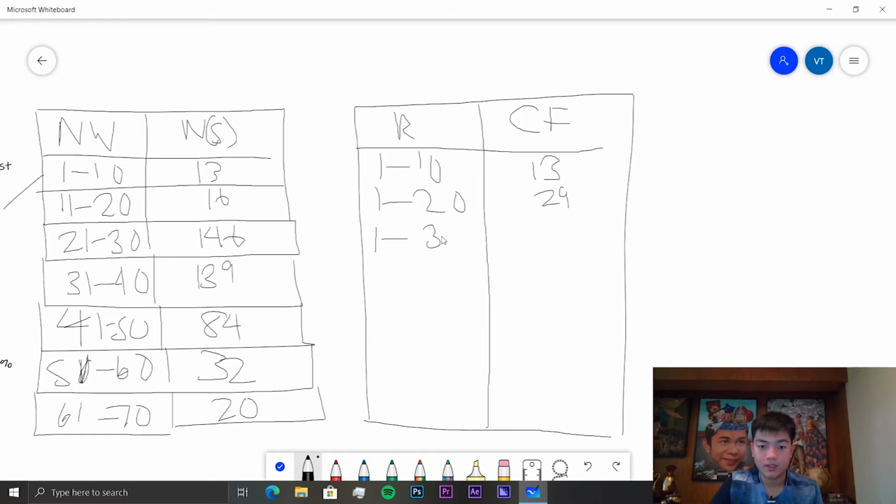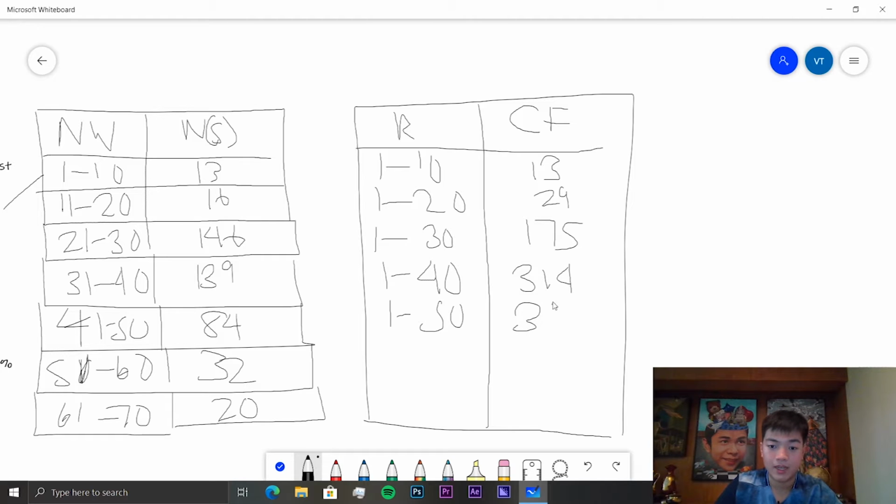From 1 to 30, we have 146 plus 29, so 175. 1 to 40, we have that plus 139, so it's around 314. 1 to 50 is 314 plus 84, which is 398. 1 to 60 is 398 plus 32, which is 430. And finally, 1 to 70 is equal to 450.